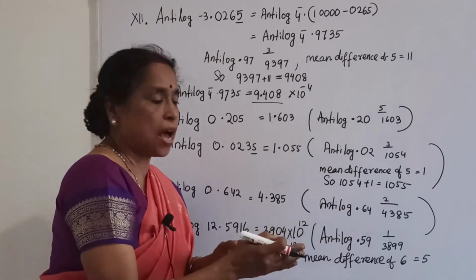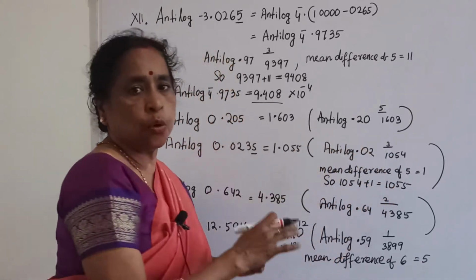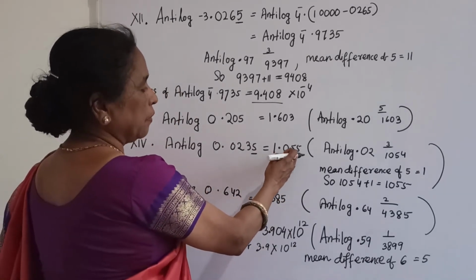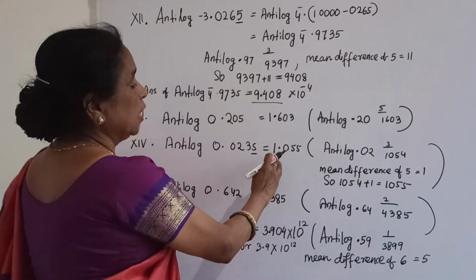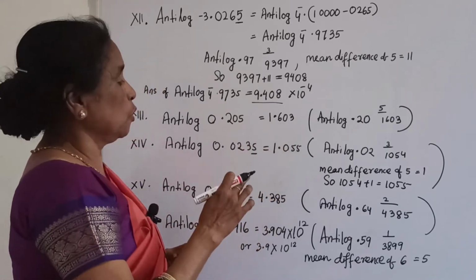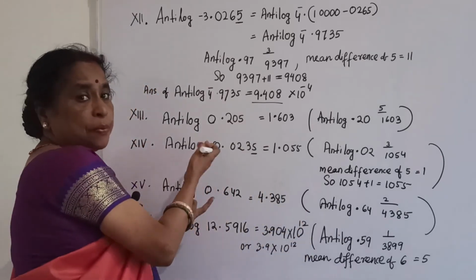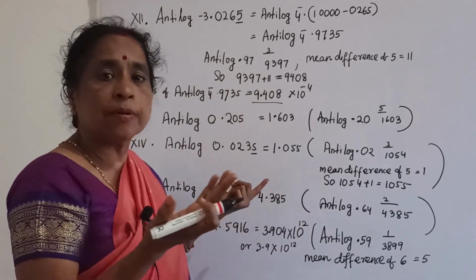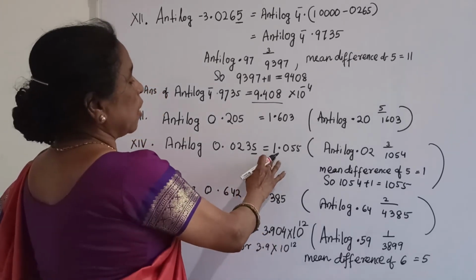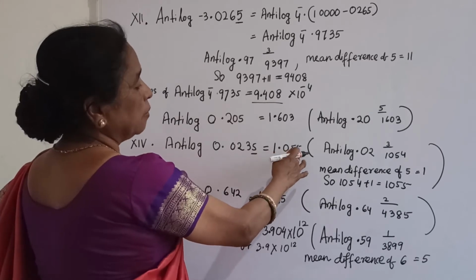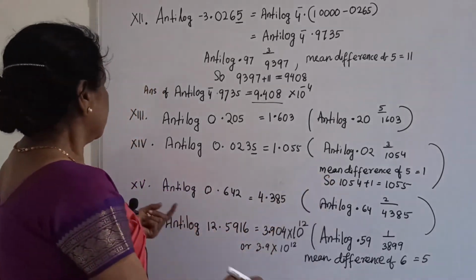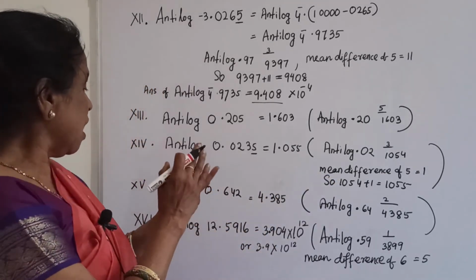1054 plus 1 gives 1055. You put this value here, 1055, but after one digit you put the decimal. So the answer is 1.055. Since 0 is there before the decimal, that means 10 to the power 0, which is equal to 1. So the answer is 1.055 times 1, which is the same, 1.055.